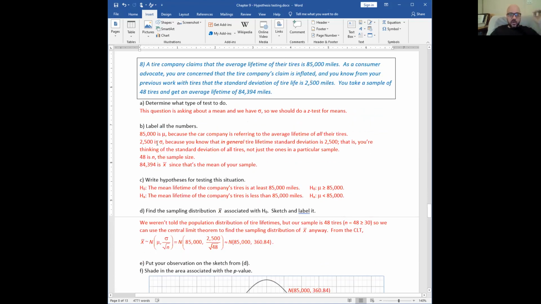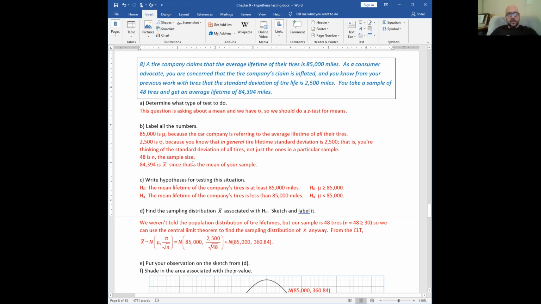All right. I mentioned all the numbers, right? 85,000 is mu. That's because they're referring to the lifetime of all their tires. That's the mean that they are claiming. 2,500 is sigma because we know that in general tire life has a standard deviation of 2,500 miles. And by the way, I have no idea if that's true. I just made up that number. But for the purposes of this problem, that's what we're assuming tire life standard deviation is. And then n is 48, x bar is 84,394.